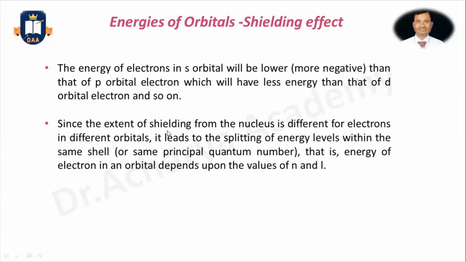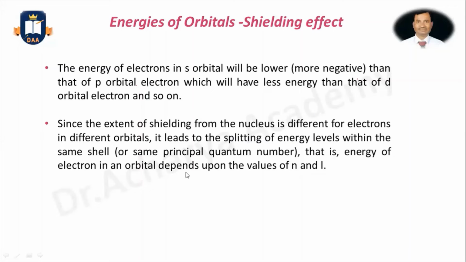Since the extent of shielding from the nucleus is different for electrons in different orbitals, it leads to the splitting of energy levels within the same shell. Because due to the shielding effect, in the same shell the energy level is different. That means splitting of energy levels is happening.